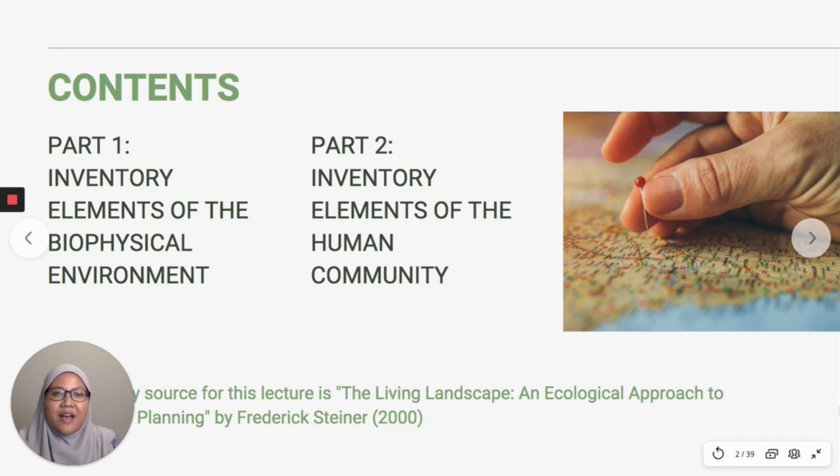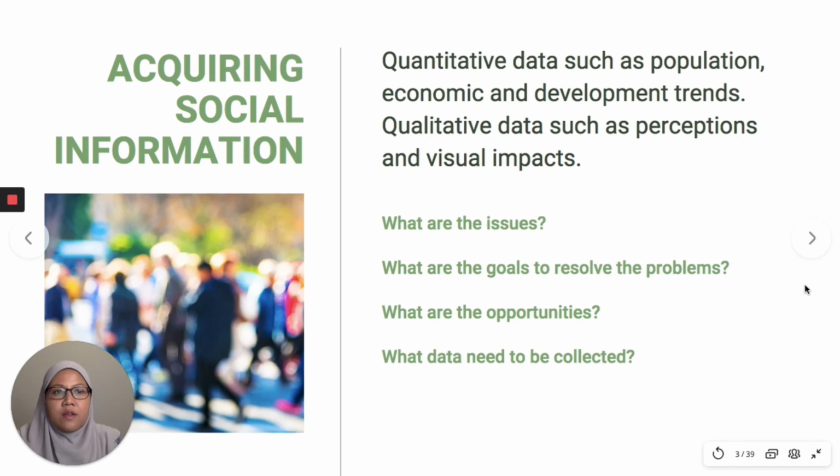Again, this lecture was extracted from the book The Living Landscape and Ecological Approach in Landscape Planning by Frederick Steiner. In landscape resource planning, other than studying the biophysical environment, it is very crucial for us to also understand the social information, especially because almost all developed places are inhabited by humans, and there are activities that occur at the places.